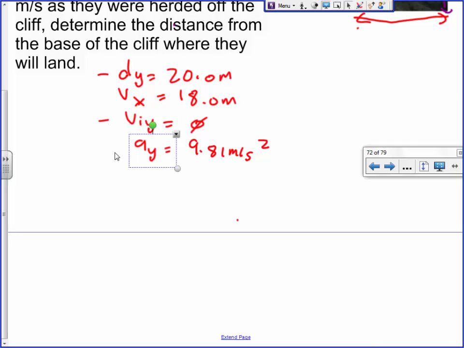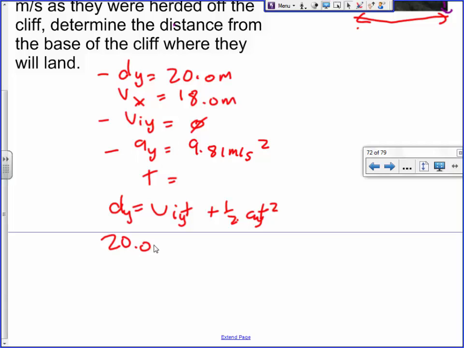See how I've got 3 y dimension values? As soon as you've got 3 values in one dimension, you should be able to solve for the 4th. So we're doing the same thing we did last time. What is it? d equals v_i t plus 1/2 a t squared. All of them are y directions.